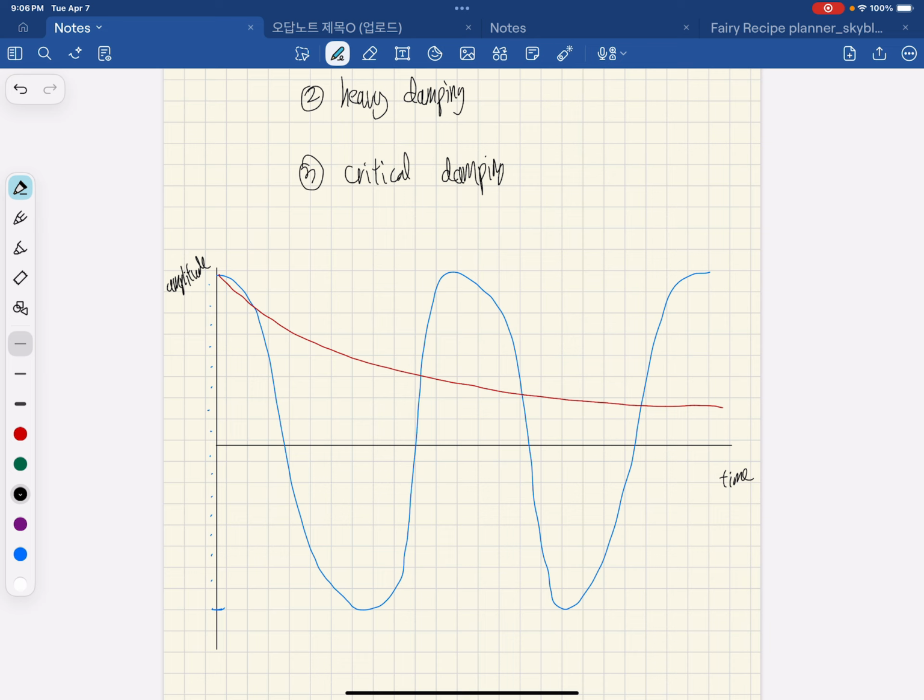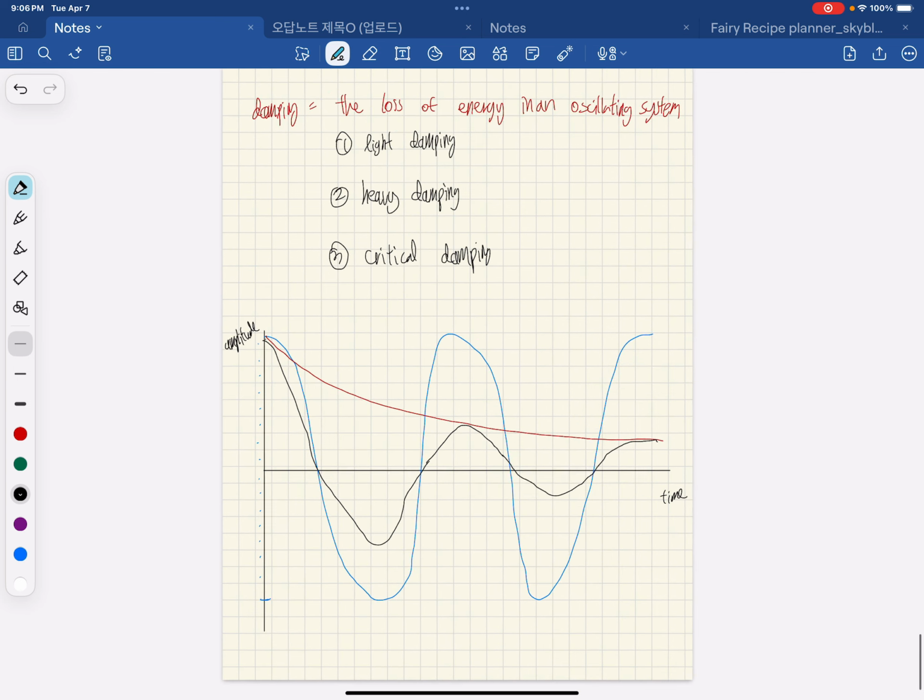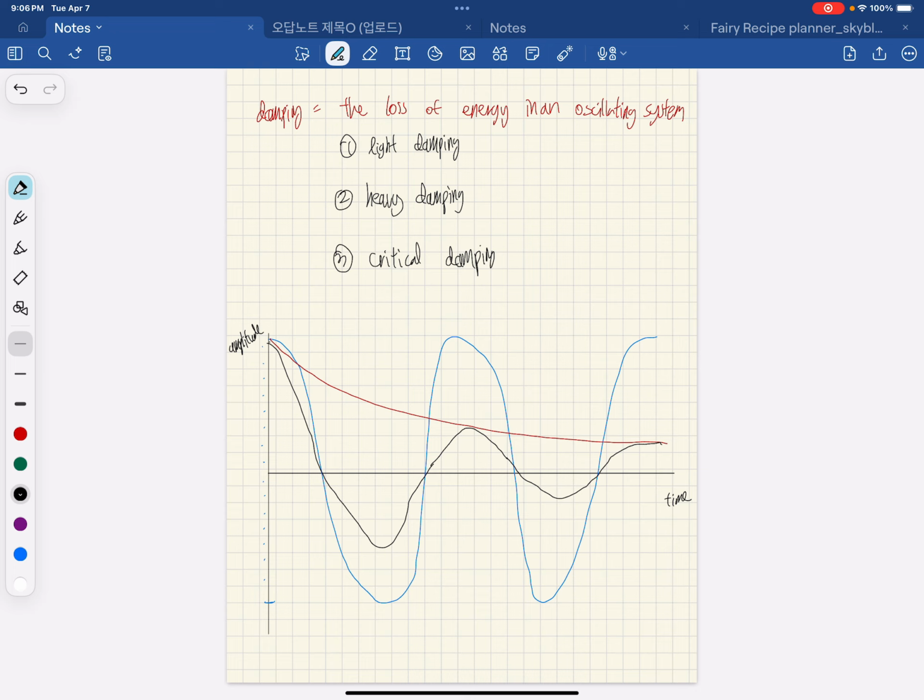And then you just make sure that the peaks hit this. One very important thing about light damping you should know about is that for light damping, the frequency of the wave doesn't change. Only the amplitude changes, as we can see here.